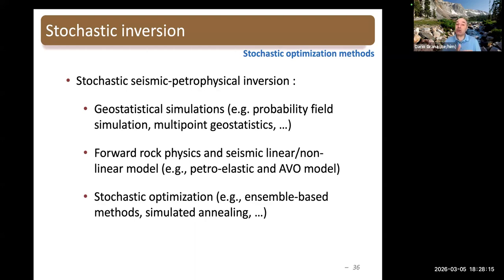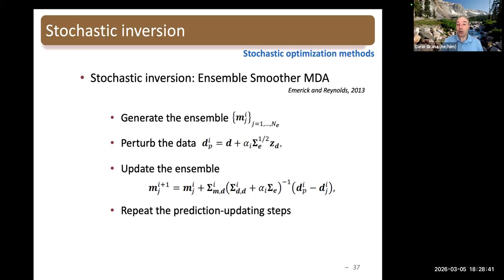So what you have to do is to do some stochastic optimization. You perturb your initial realizations until the theoretical model that you come up with actually matches what you measure in the field. And for stochastic optimization, you can use ensemble-based methods, simulated annealing, MCMC methods, probability perturbation, genetic algorithms, and so on and so forth. There are different families of methods that you can use. Today, we're just going to look at one, which is the ensemble smoother with multiple data assimilation that was developed by Emerick and Reynolds in 2013.